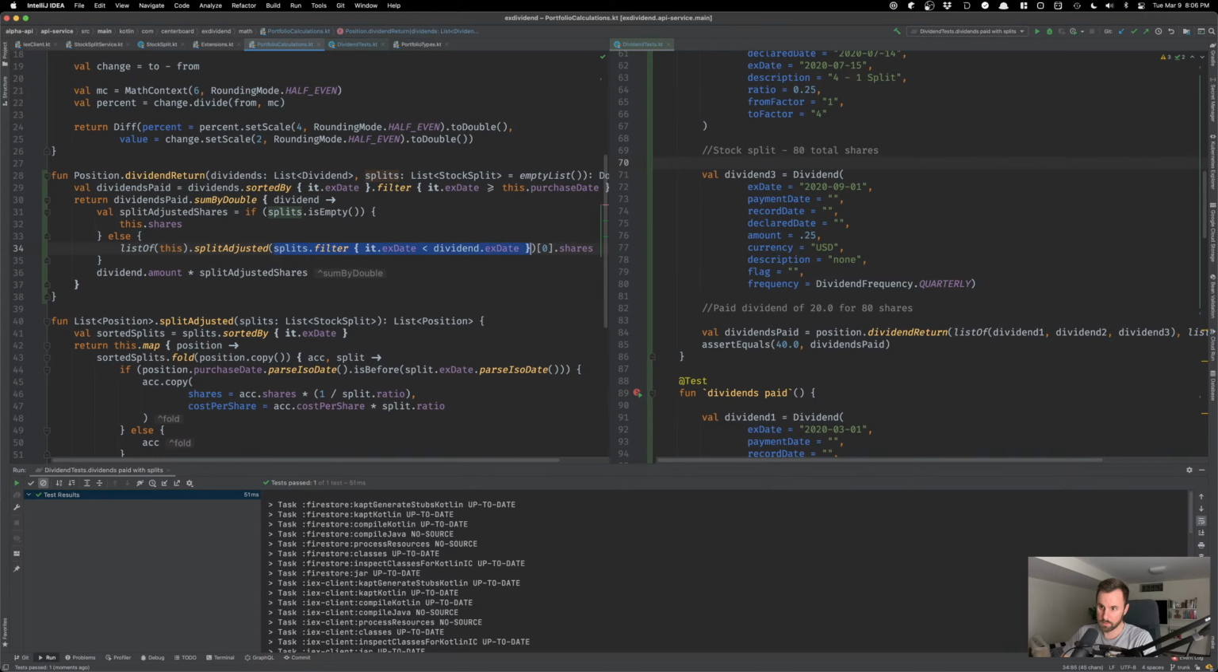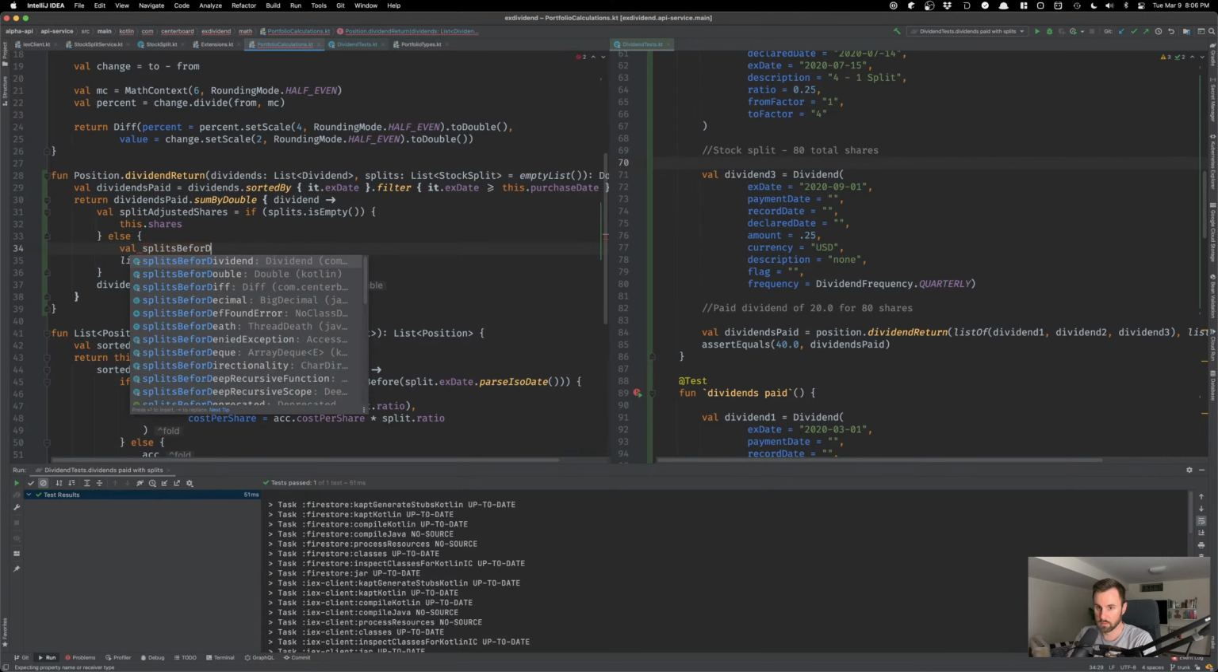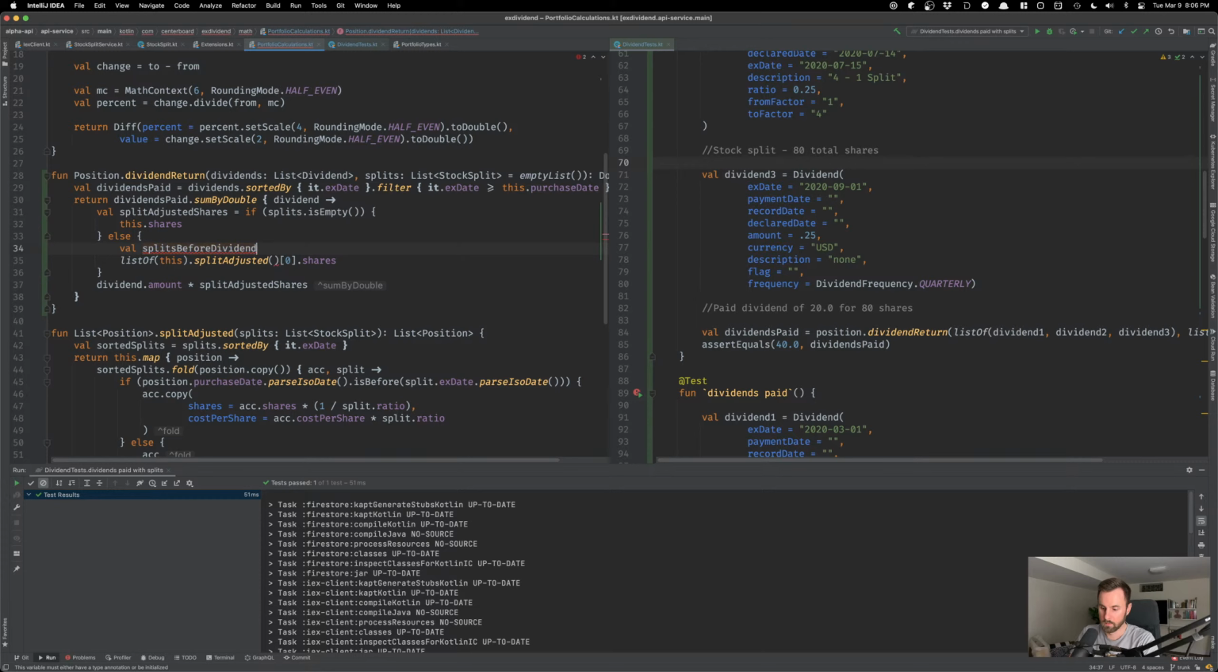Let's pull this out. Splits before dividend. Splits before dividend payments. Yep. All right, so we calculated that.